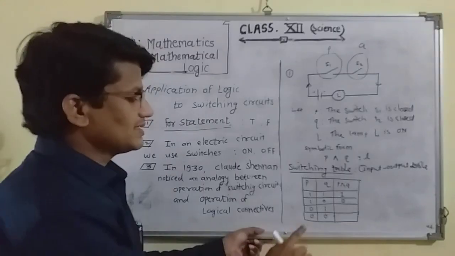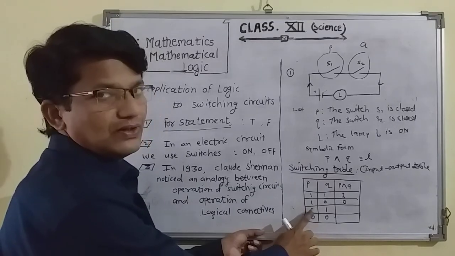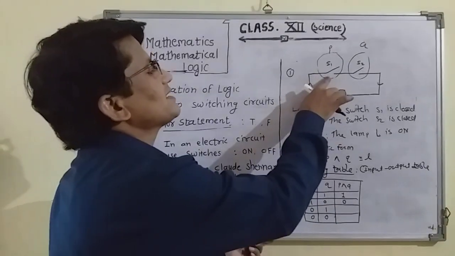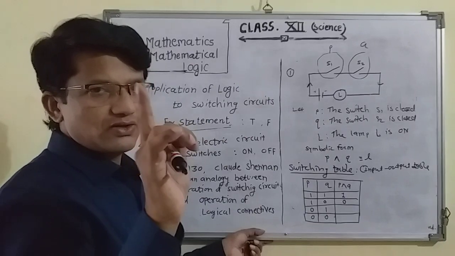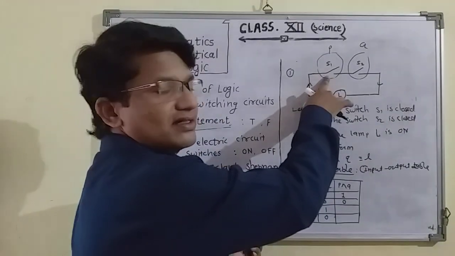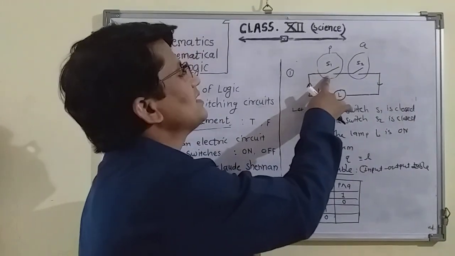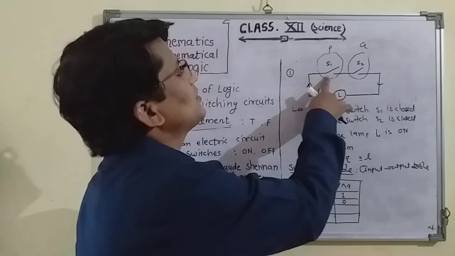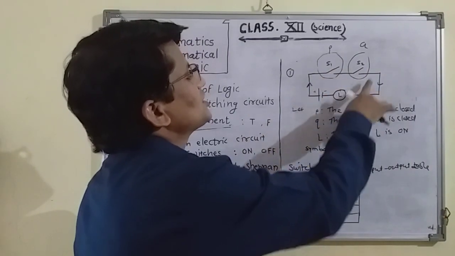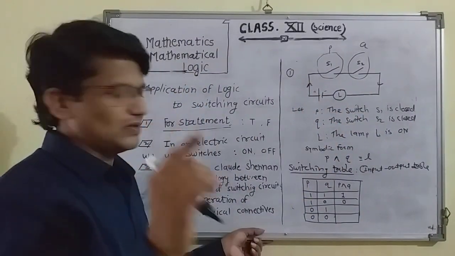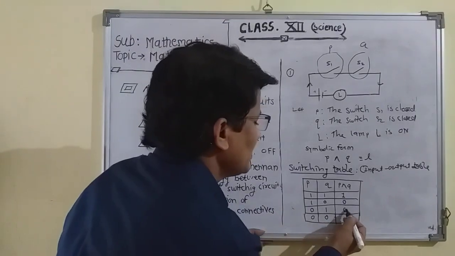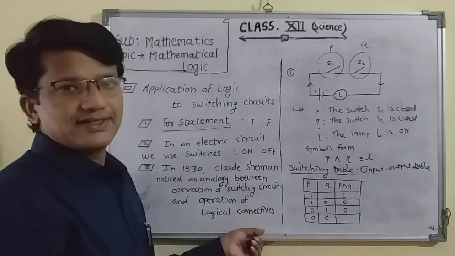For the third condition, check here, 0 1. 0 means what? S1 is not closed. Not closed means current does not flow through the circuit, so there is no question of S2. In this condition, the lamp does not glow, which means the output here is a 0.